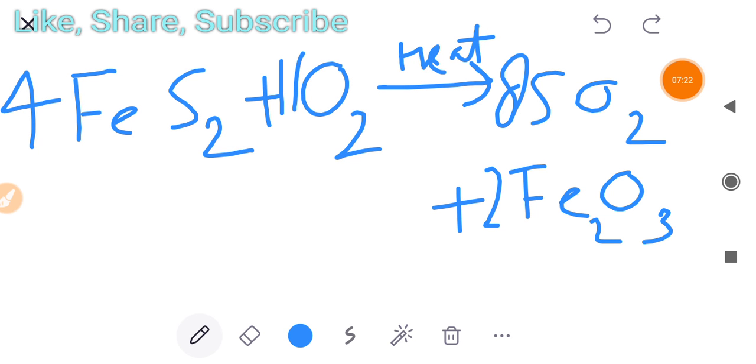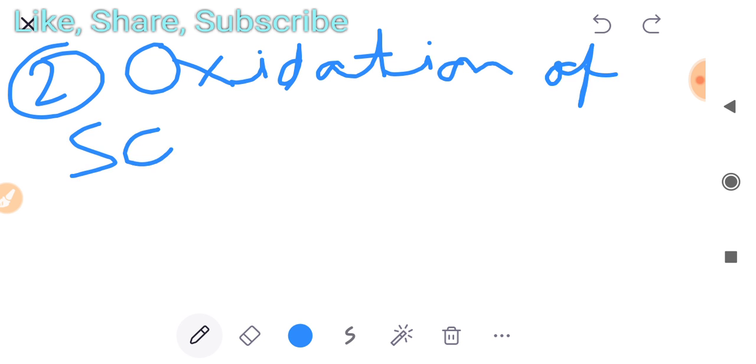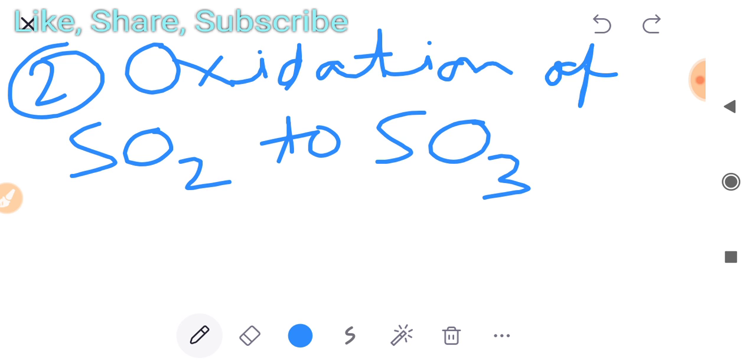Now we have to remember we were reading about the contact process. In the first step we produce SO2. As you see, SO2 will be produced, and the second step is oxidation of sulfur dioxide to sulfur trioxide. Oxidation of SO2 to SO3.